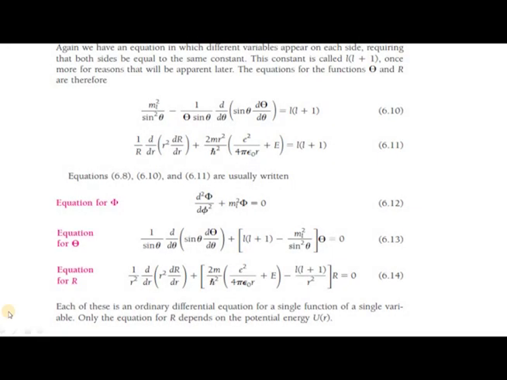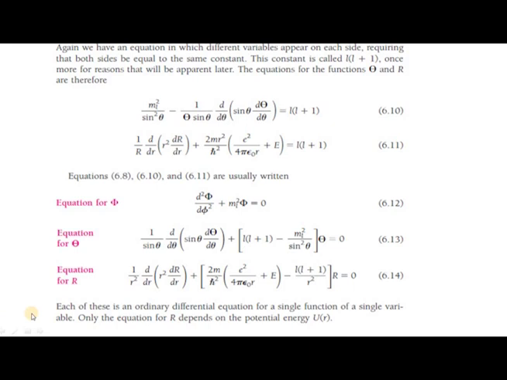Again, so we have got three equations. One equation for the azimuth angle, that is d square phi by d phi square plus ml square phi is equal to 0. And another equation for theta, that is the zenith angle: 1 by sine square theta into d by d theta of sine theta d theta by d theta, plus l into l plus 1 minus ml square by sine square theta, into theta is equal to 0. And the equation for the radial part r is another one.